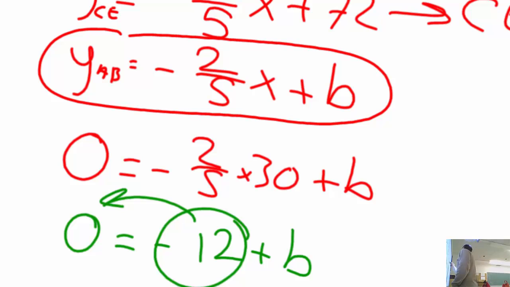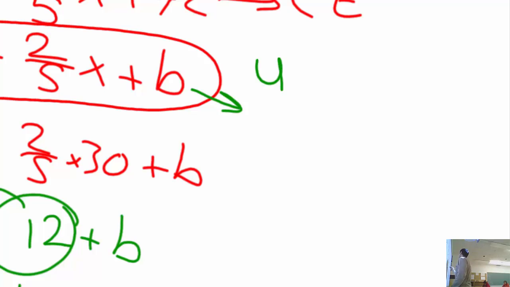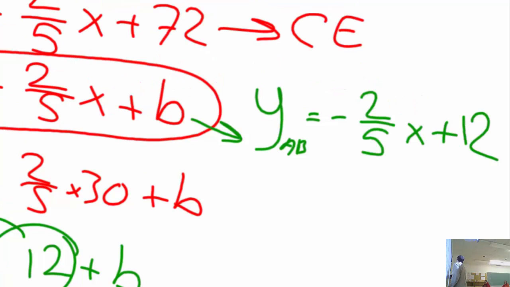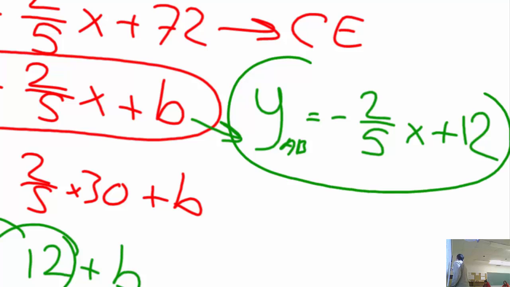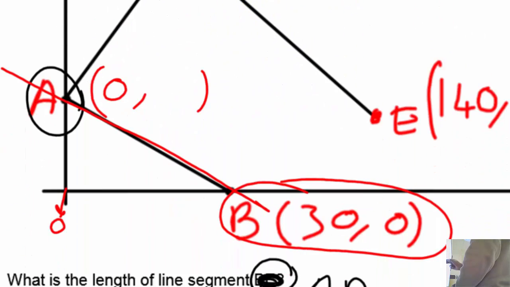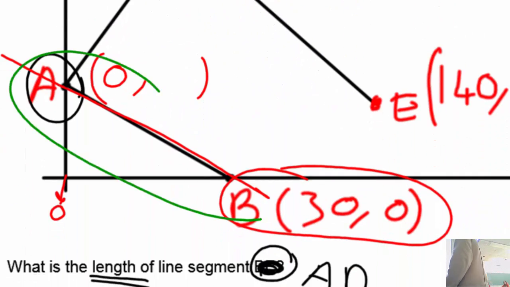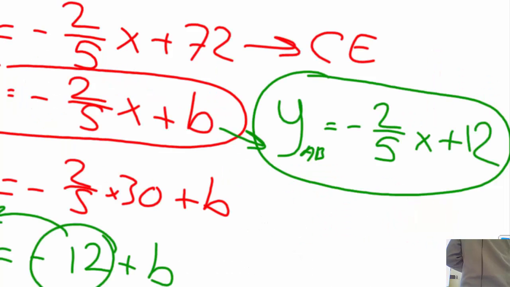I am going to replace whatever I find out. So let me repeat one more time. Y AB equals minus 2 divided by 5x plus 12. Now I just found out the equation that belongs to the segment AB. So now we know the equation for segment AB.